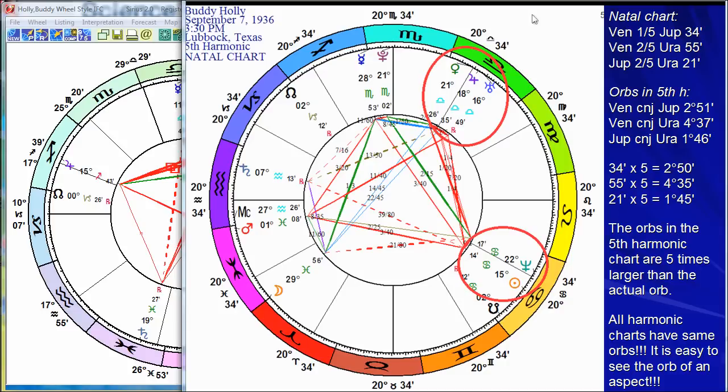Now, if you've got that, let me tell you about these other things. We don't just look at conjunctions. In the harmonic chart, we can look at other aspects. For example, notice this square. What does it mean that there's a square from the Venus-Jupiter-Uranus conjunction to the Sun-Neptune conjunction?